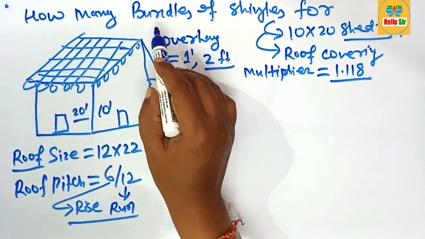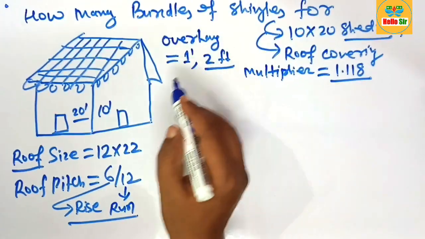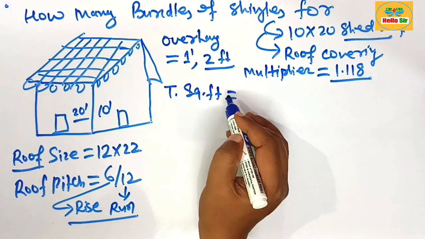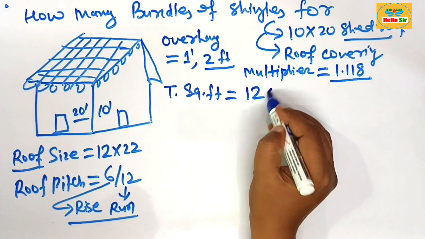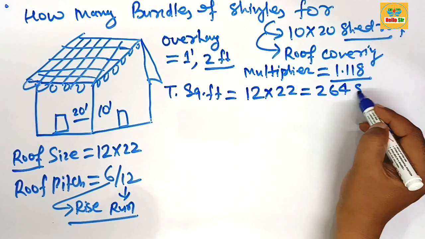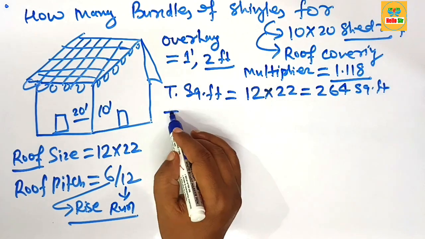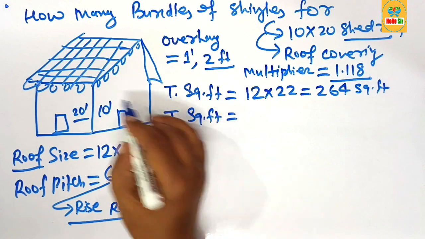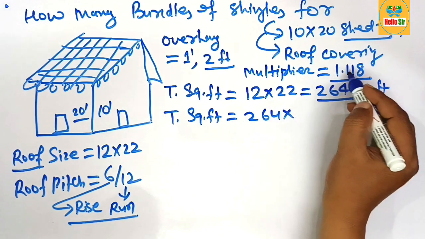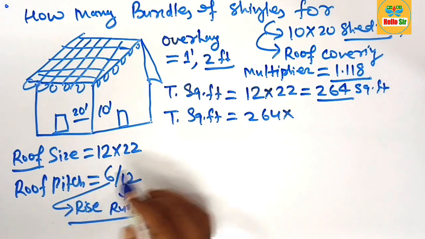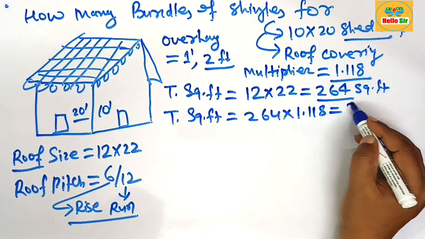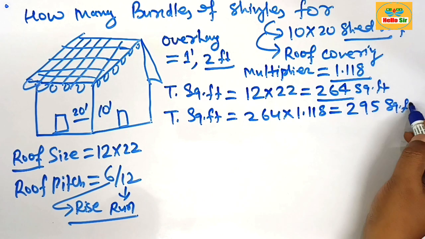First you have to calculate how many bundles of shingles are required. For that, you first have to find the total square footage area of the roof structure. 12 multiplied by 22 equals 264 square feet. To calculate the total area of the roof, you need to multiply that 264 square feet by the multiplier for 6 by 12 roof pitch. If you multiply this, it comes to about 295 square feet.